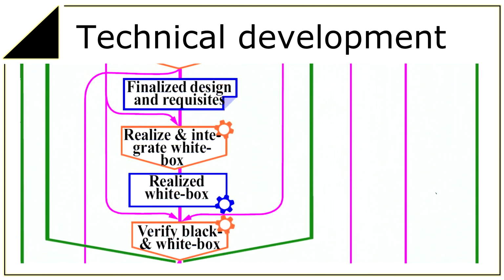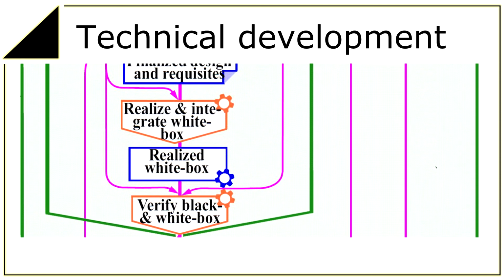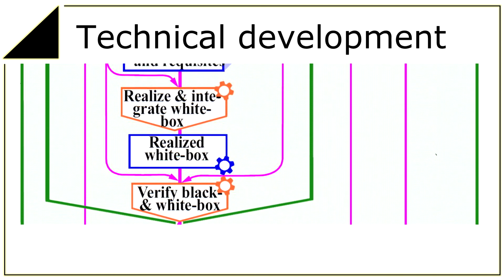Realize and integrate white box: assemble own prototypes and integrate these with possible external prototypes. Verify white and black box: test a subsystem's compliance with requirements and design.